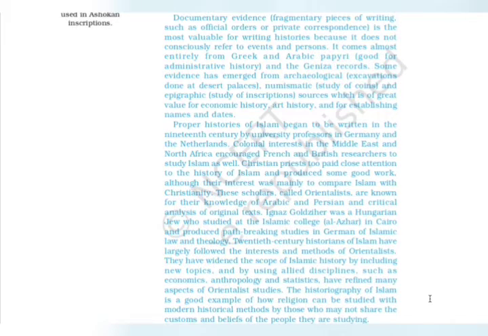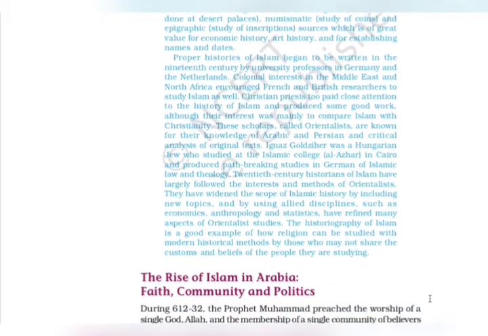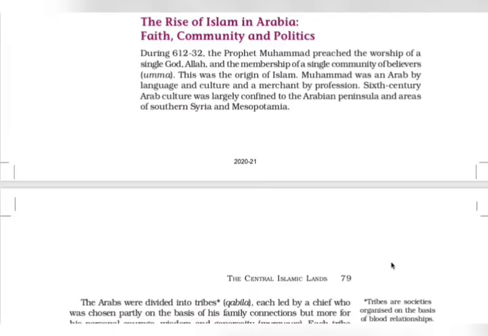20th century historians of Islam have largely followed the interest and methods of Orientalists. They have widened the scope of Islamic history by including new topics and by using allied disciplines such as economics, anthropology, and statistics, and have refined many aspects of Orientalist studies. The historiography of Islam is a good example of how religion can be studied with modern historical methods by those who may not share the customs and beliefs of the people they are studying.